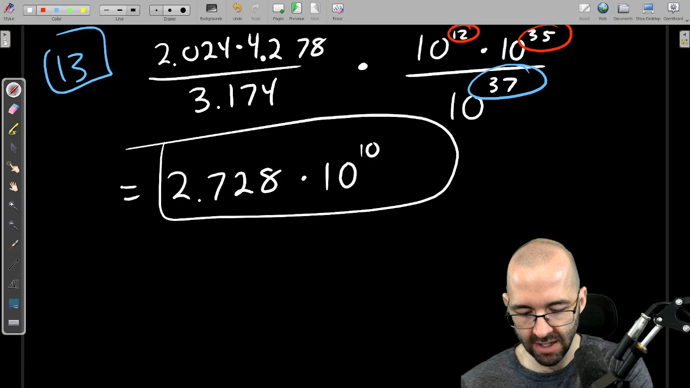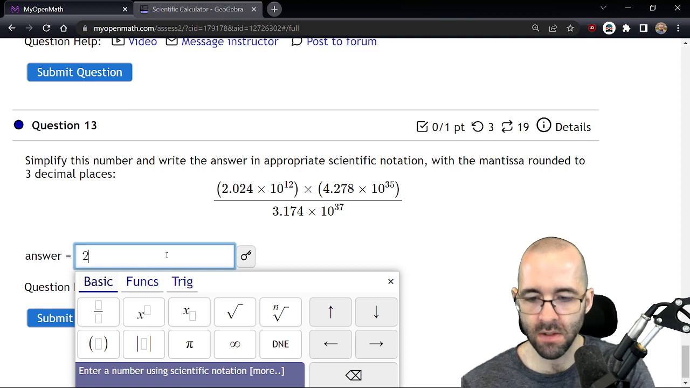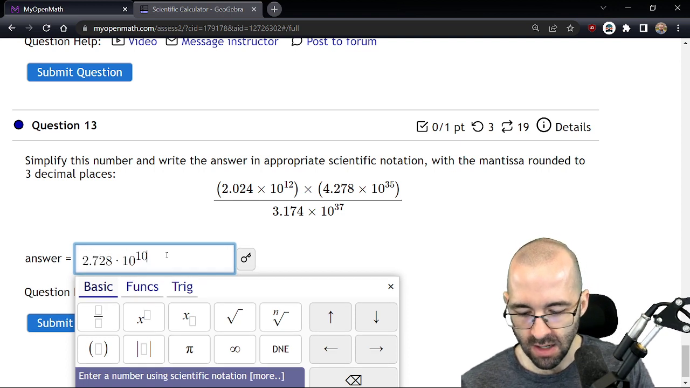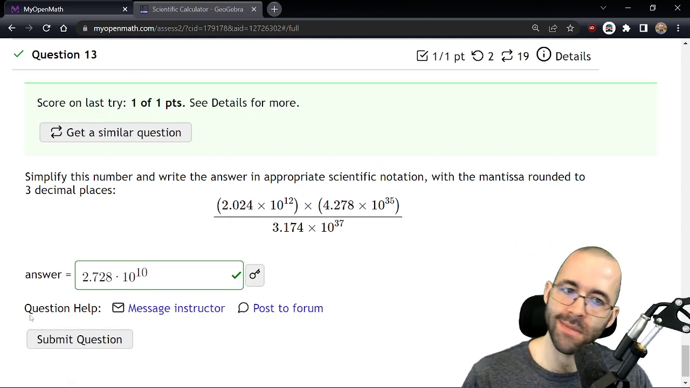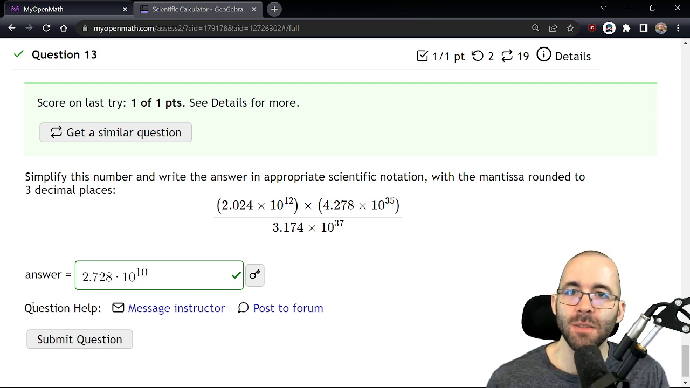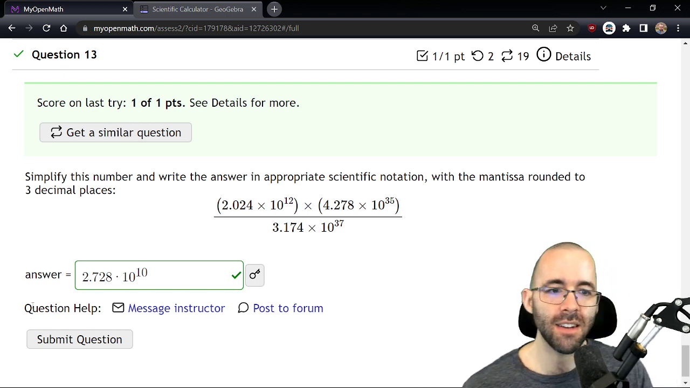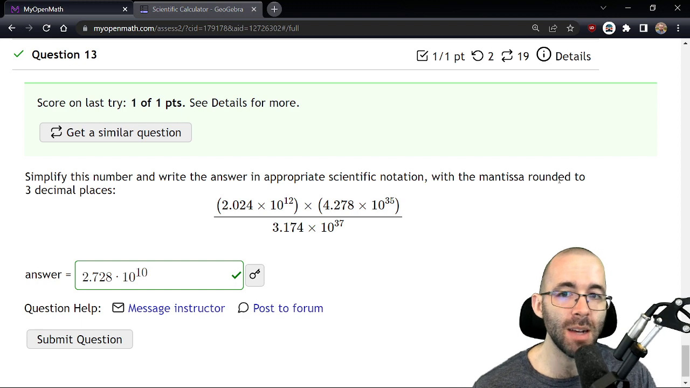Unless I made a silly mistake. 2.728 times 10 to the 10th. There it is. Let me know if you have questions about any of this. I like talking about scientific notation. There's some cool applications.